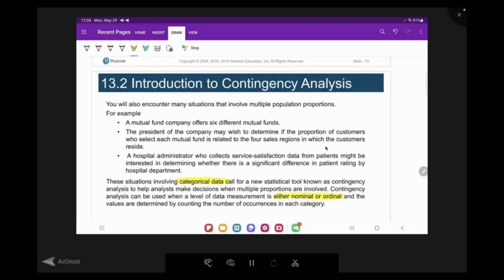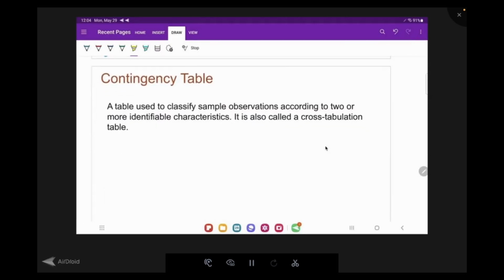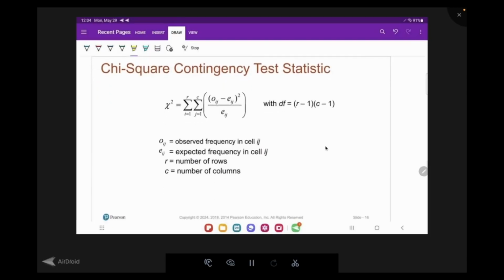These are categorical, but we need to look at the count of these. How many are married? How many are divorced? How many are single, etc.? Okay? So it's a table. It classifies sample observations according to 2 or more identifiable characteristics, and we sometimes call it a cross-tab table. This is the formula that we are going to use, but again, we are going to use Minitab for this one. Degree of freedom is important to know. It's the number of rows minus 1 times the number of columns minus 1. We still have the observed and the expected. We subtract them, we square, we divide by the expected, and so on to get the chi-squared value.